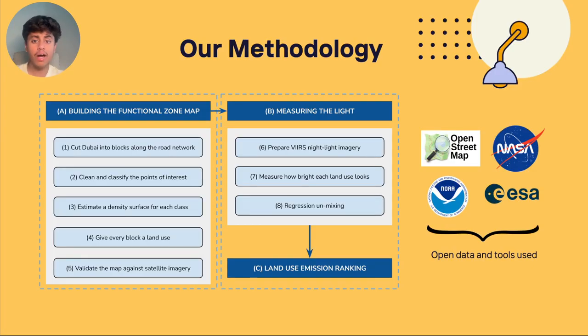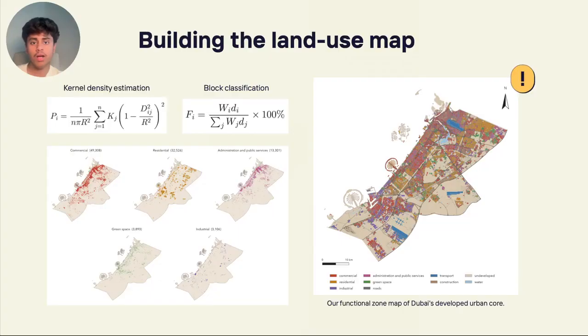Our method consists of two halves. We first built a land use map of Dubai using openly available data, and then attributed 2025 satellite night imagery to those zones, producing a land use emission map. To do so, we first cut the city into blocks along its road network.